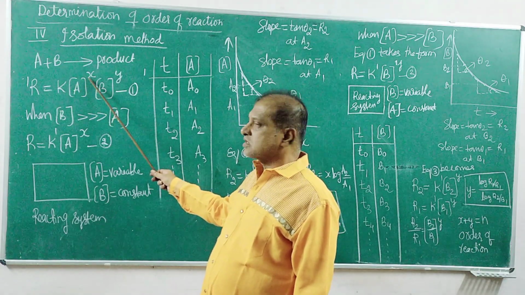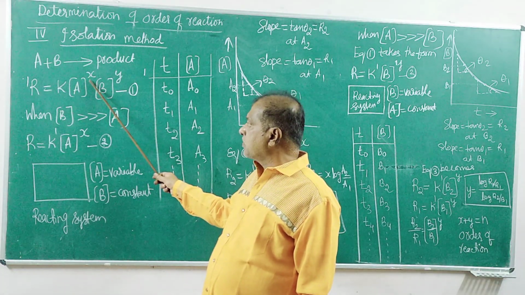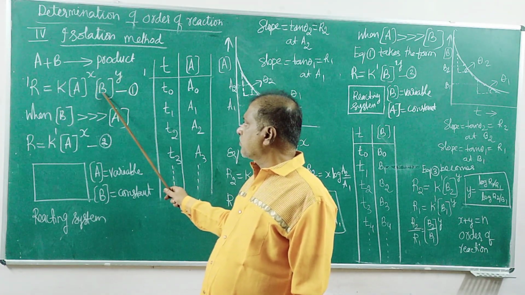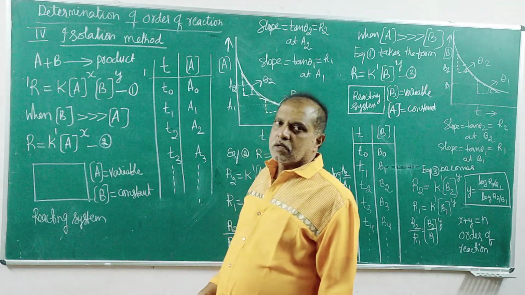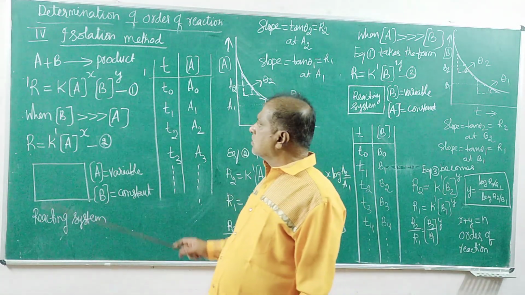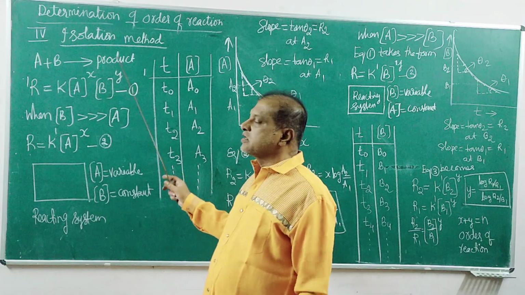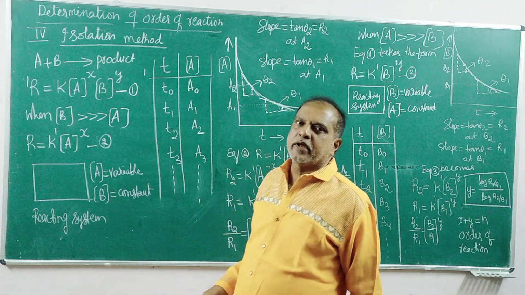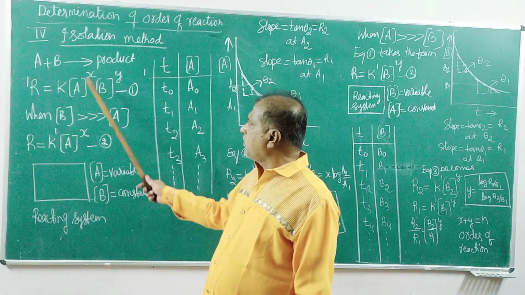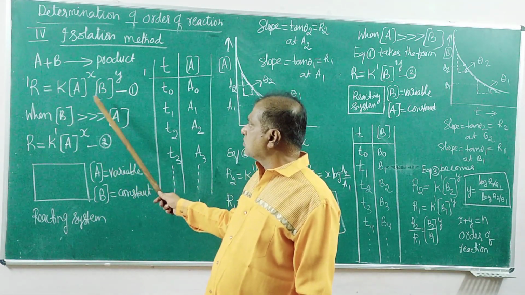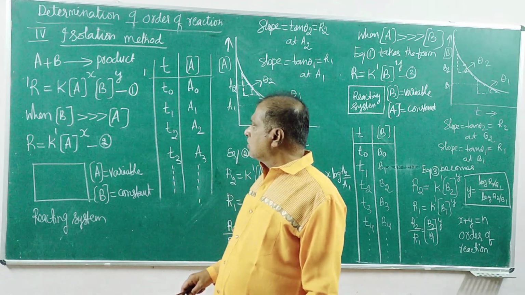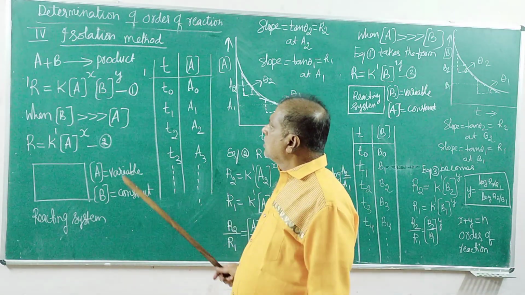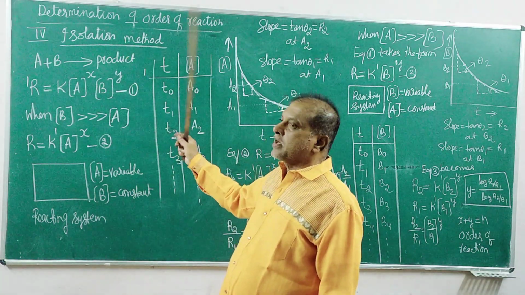As you know, X stands for the order of the reaction with respect to A, and Y with respect to B. But it is not possible to find the values of X and Y simultaneously. You have to perform a separate experiment to find the value of X as well as the value of Y. For that, we are using this technique. This is the most important one because it is applicable for most of the reactions.